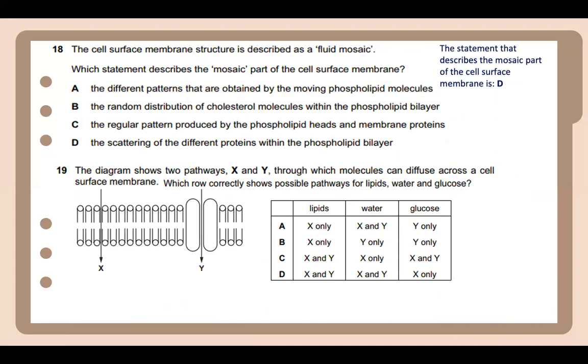The cell surface membrane structure is described as a fluid mosaic. The statement that describes the mosaic part of the cell surface membrane is the scattering of the different proteins within the phospholipid bilayer. The diagram shows 2 pathways, X and Y, through which molecules can diffuse across a cell surface membrane. Which will correctly show a possible pathway for lipid, water and glucose? The answer is A.